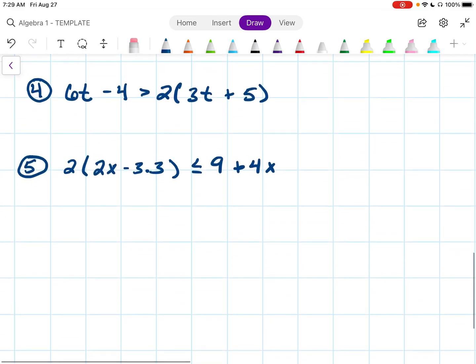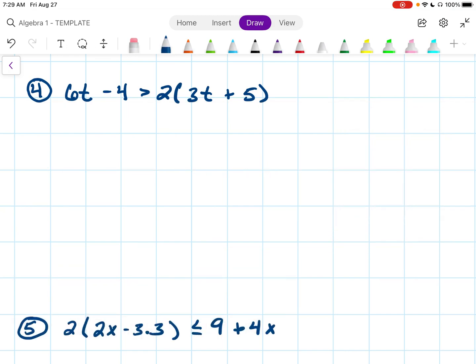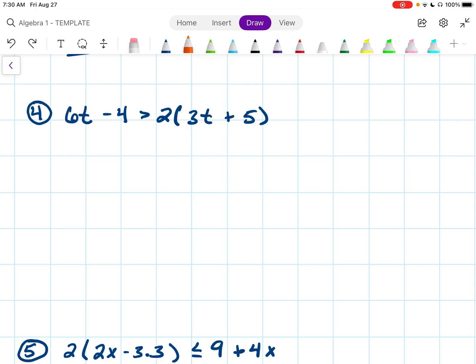Next up, number 4. Now there's 2 directions we could take this problem. We could distribute the 2. That's a good way to do the problem. That's probably the first way that everyone sees. There's another easier, well, I think easier way that we could do this.